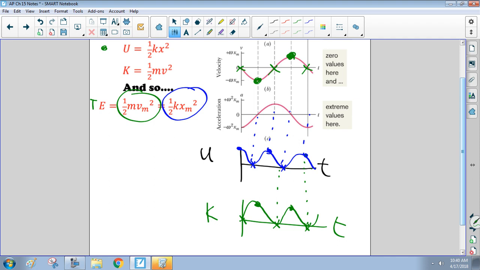Mr. Hacker, shouldn't the lower dot on the potential energy line up with the maximum on K? Did I do it wrong? Let's see. So green dots. Oh, no, green dots, thank you. Shoot. Green dots. Green dots, there we go. Better? Thank you.